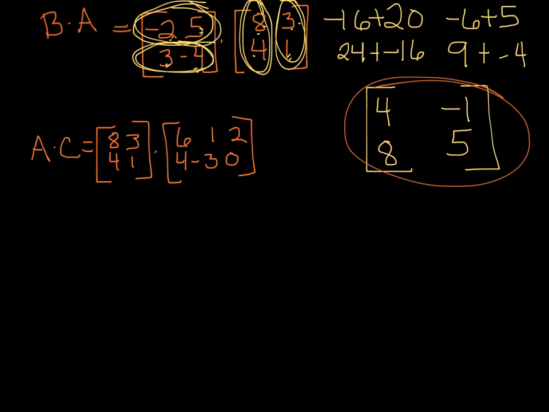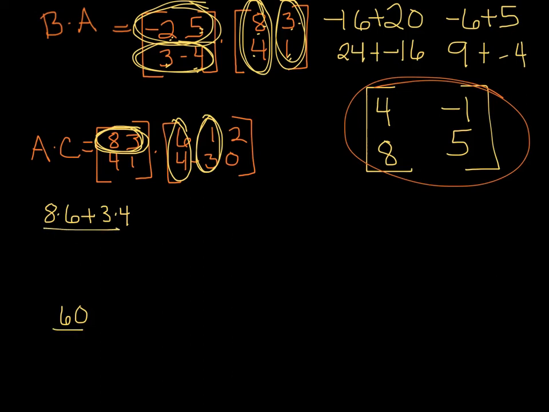All right, let's try another one. Let's multiply A times C. So I'm going to go across and down. That means I'm going to multiply 8 times 6 and add it to 3 times 4. And that's going to give me 60. Then I'm going to go top and middle. My top middle term, 8 times 1 plus 3 times negative 3, I almost missed that. Negative 3. So 8 minus 9 is negative 1. That's your middle term there.